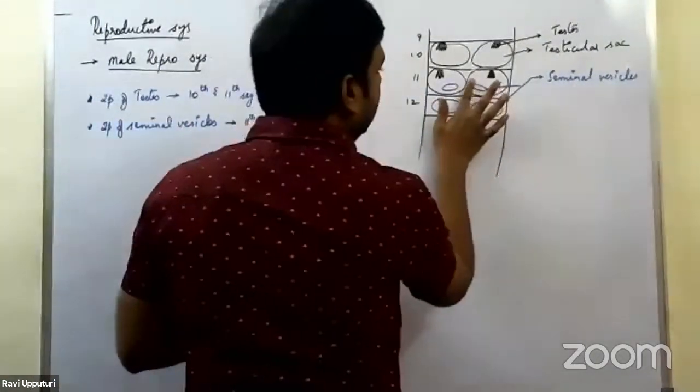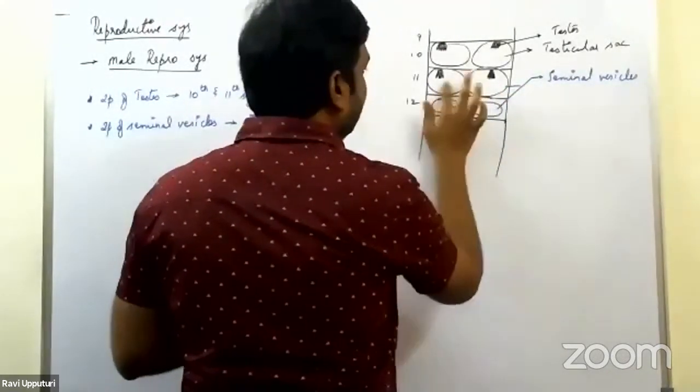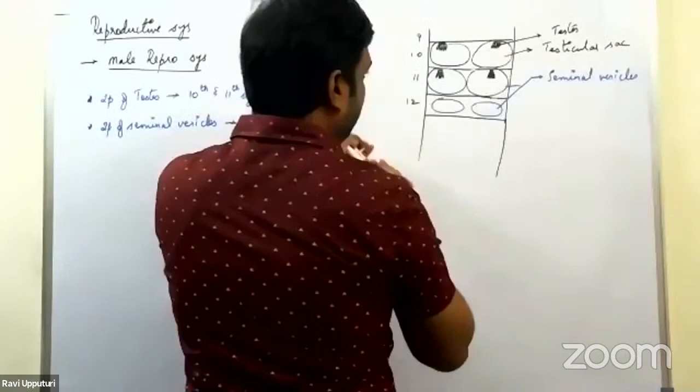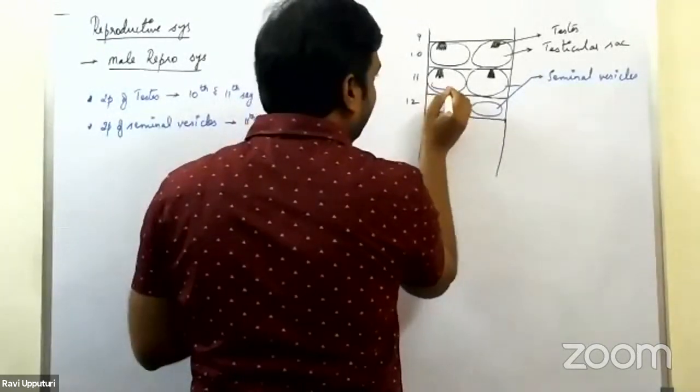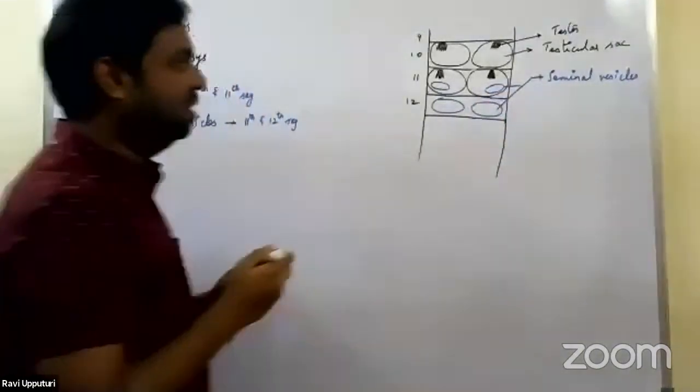So let me do this slightly differently here. Let me just put it towards the other side so that we understand the next structures also. So I'm just putting this seminal vesicle towards this side. Right? So here would be the seminal vesicles being present.